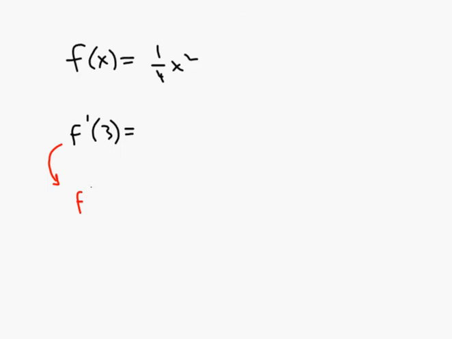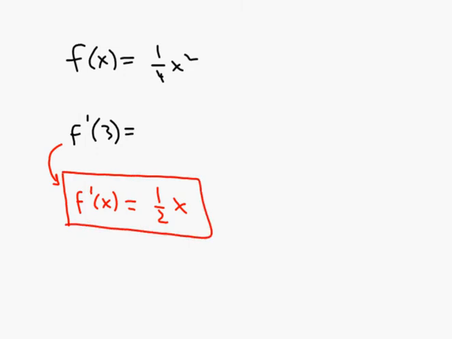So let's find f prime of x. Well, we can use our power rule. So 2 times 1/4 is 1/2 x to the first power, because when I subtract 1 from my exponent, it becomes 1. So this is the slope of the tangent line to the curve for any x value. Okay? But I want it when x equals 3, so I do a half of 3, and I get 3/2.